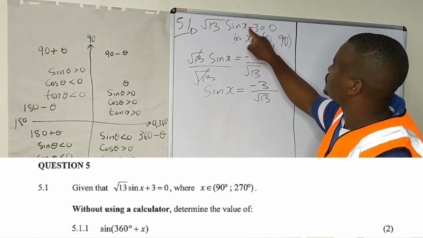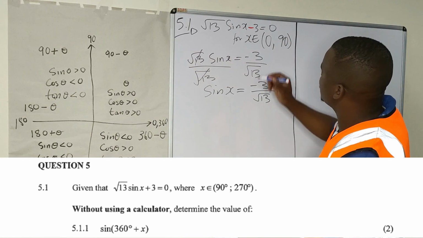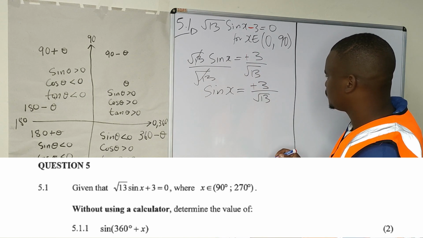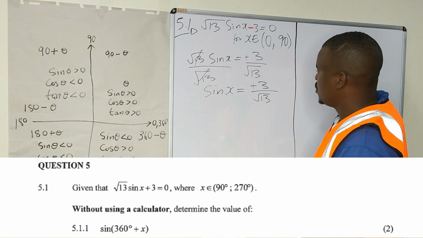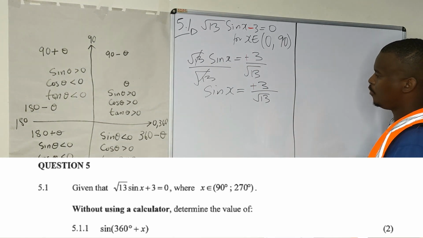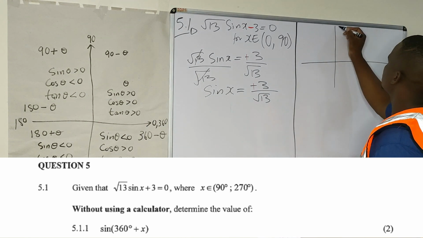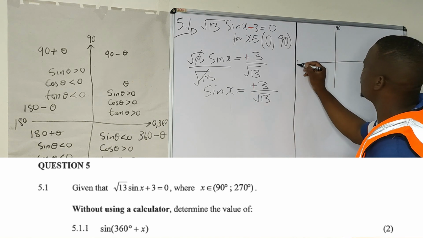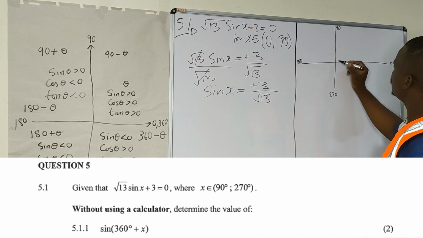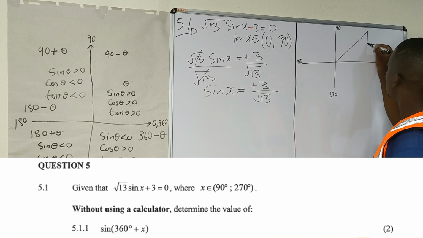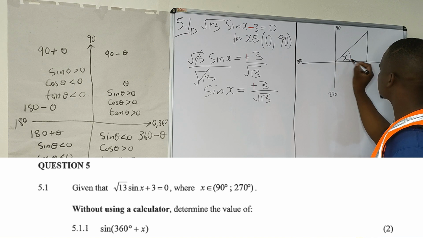So transpose this to this side. Now it will become positive. So you have positive 3 over root 13. We have more of a triangle like this, right? This is your 90, this is your 0, this is 180, this is 270, and this is 360. So you have the triangle here, and your angle here is x.